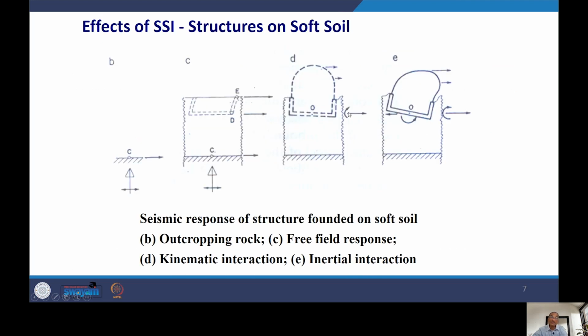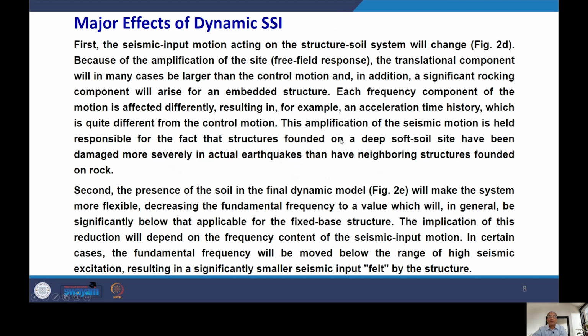So you could see you have a translation component whose amplitude is higher than the input control motion, and you have a rocking component. Each frequency component of the motion is affected differently, resulting in, for example, an acceleration time history which is quite different from the control motion.